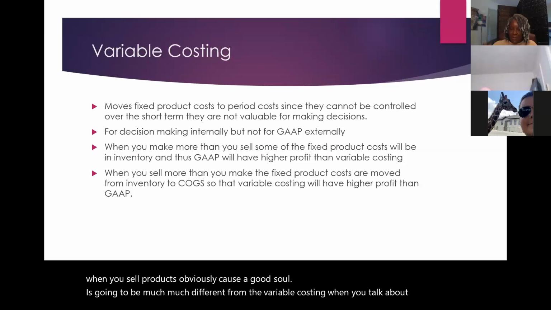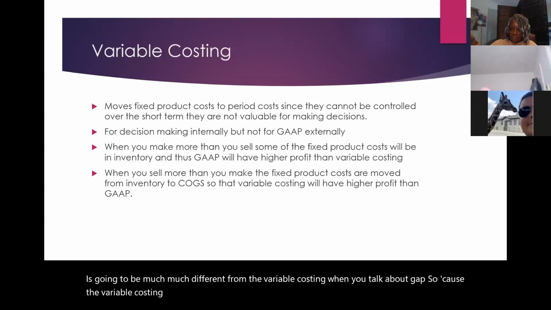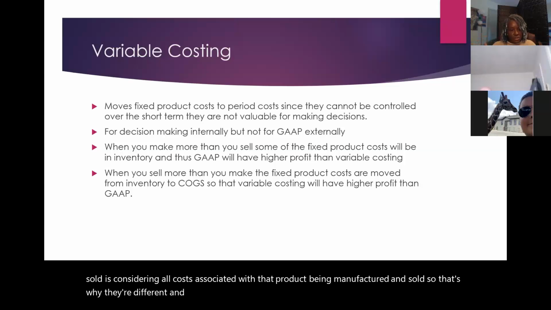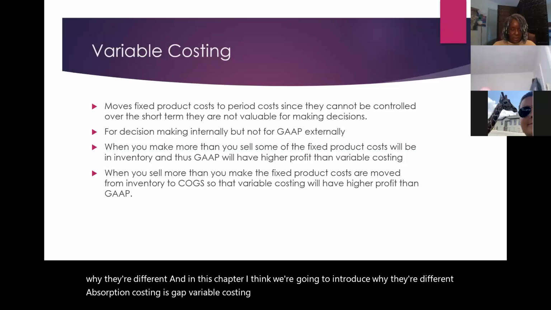So, because of variable costing, we're just going to talk about costs that change based on production. Cost of goods sold is considering all costs associated with that product being manufactured and sold. So that's why they're different. And in this chapter, I think we're going to introduce why they're different. Absorption costing is GAAP. Variable costing is managerial. We're concerned with variable costing.